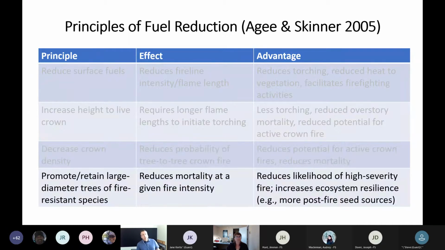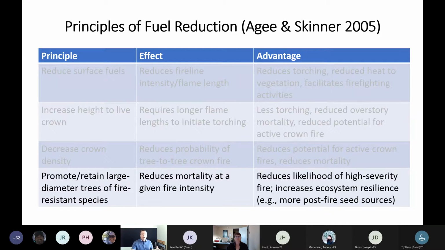The last principle we'll talk about is focused more on creating vegetation that's more resistant and resilient to fire. So the principle is basically to promote the retention or maintenance of a component of large diameter trees of fire resistant species across the landscape. So, in Jane's talk, she mentioned some of those trees that are relevant to our West Side forest, species like Douglas fir, sugar pine, and incense cedar, for instance.